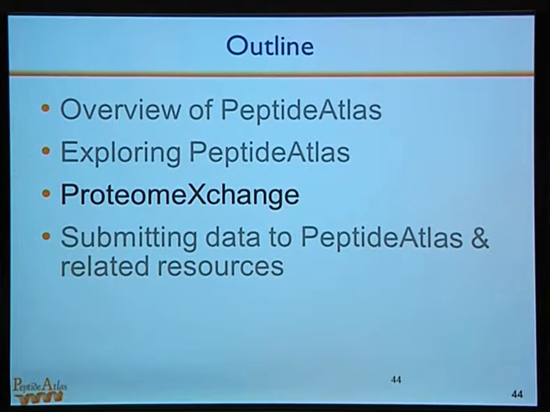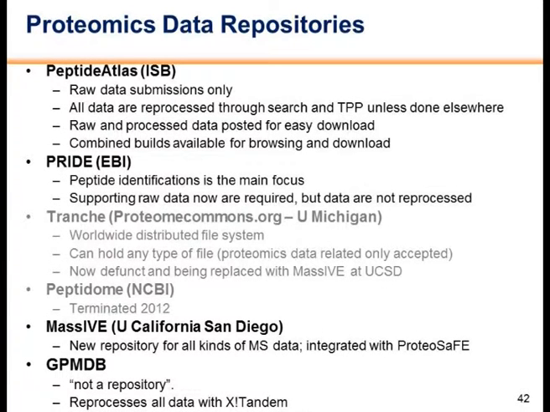So I'm going to talk briefly about proteome exchange. There weren't any raw data repositories before. Now PeptideAtlas is somewhat of a data repository processed through TPP. We make the data available for download and builds available for browsing. PRIDE, sponsored at EBI, has protein identifications as the main focus. They accept submissions from the community, but they don't reprocess the data. And so the quality of the data sets will vary because the quality of the analyses is varied.